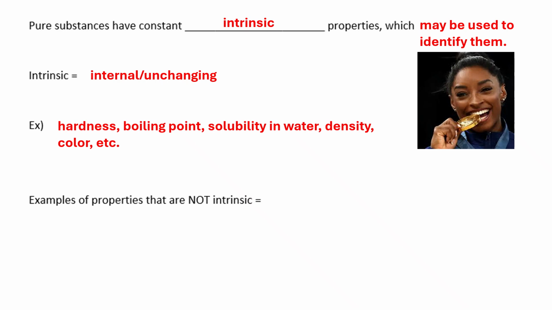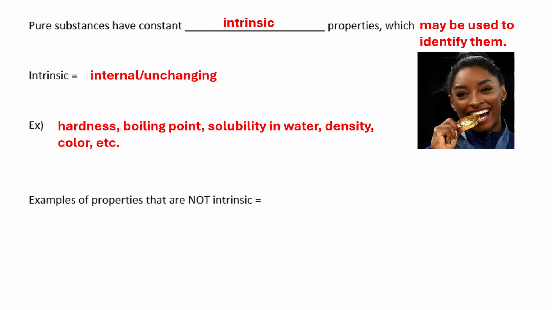So hardness, like the relatively low hardness of gold, is an example of one of its intrinsic properties. Boiling point, solubility in water, so does it dissolve in water? Is it very dense? Its color. These are all things that can be used to identify not just gold, but any pure substance. So if you think about water, water has a boiling point of 100 degrees Celsius. If you sprinkle in some salt, that actually changes its boiling point, because now you have a mixture. It's no longer pure water.